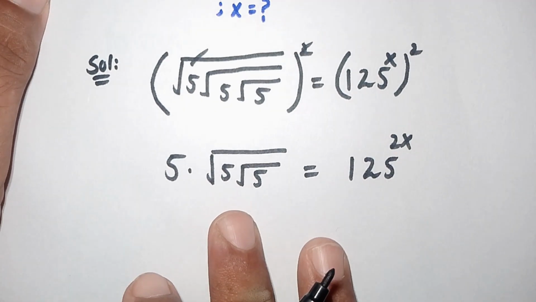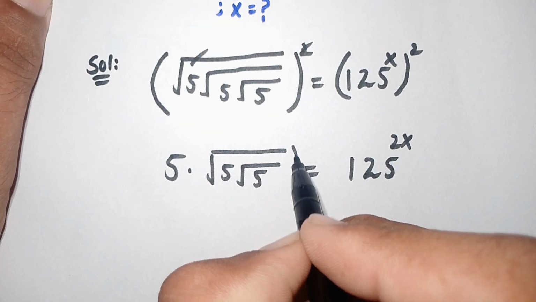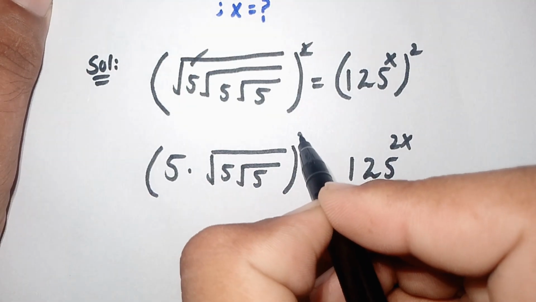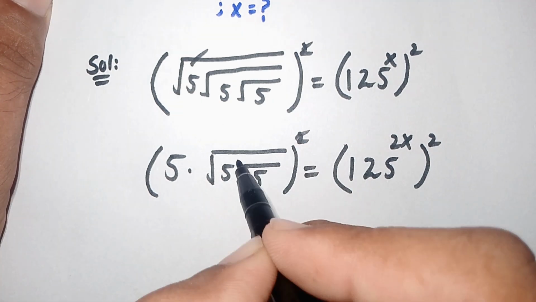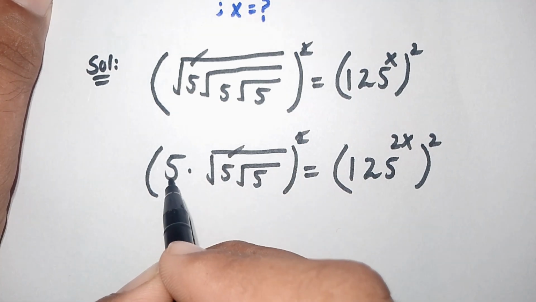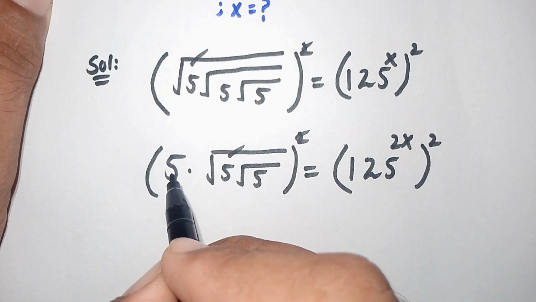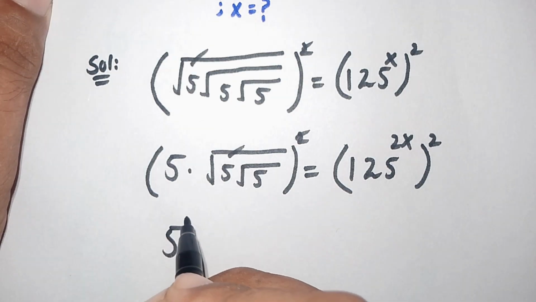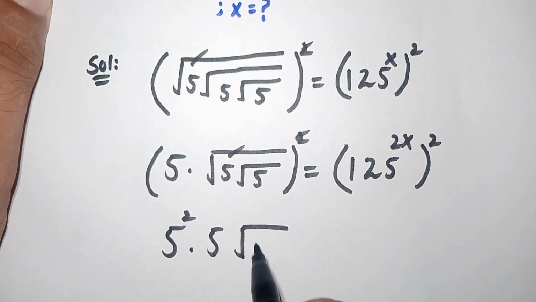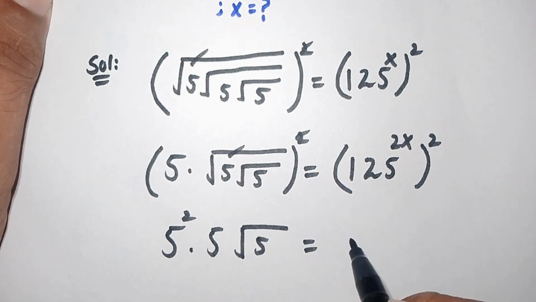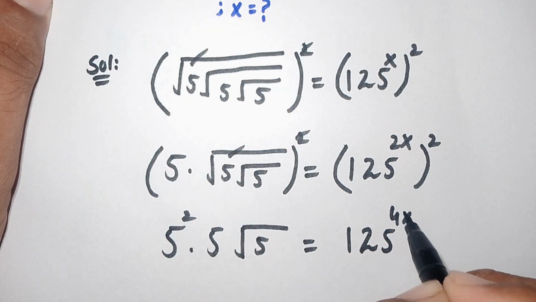Now again, to solve this interesting question, we have to take square root at both sides. So again, this side taking square root and also this side taking square root. So this square cancels with this square root, and so here this will become 5 square times, and here 5 square root of 5 is equal to 125 to the power of 2 times 2 is equal to 4, so here 4x.